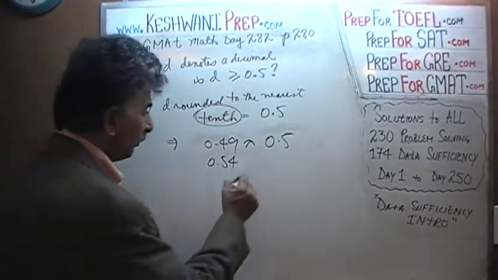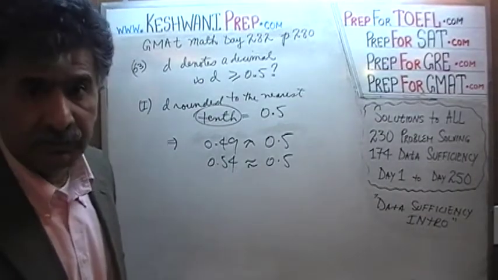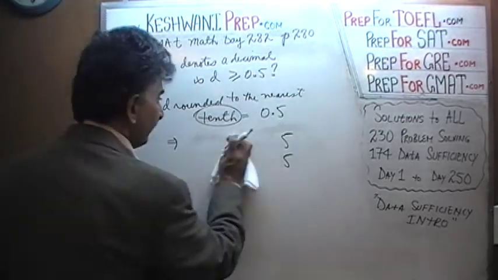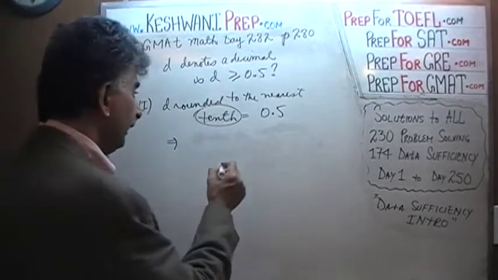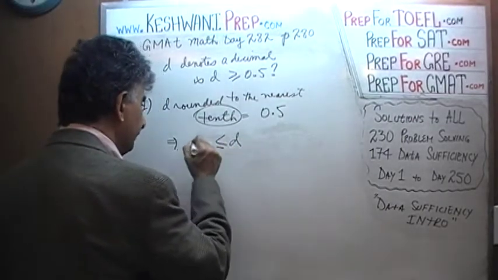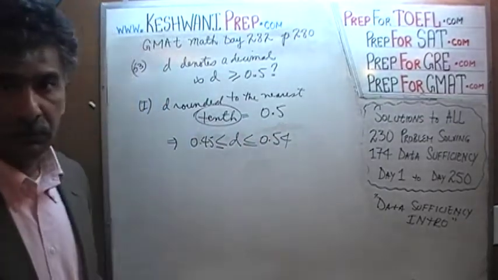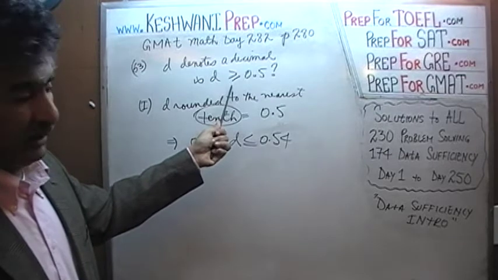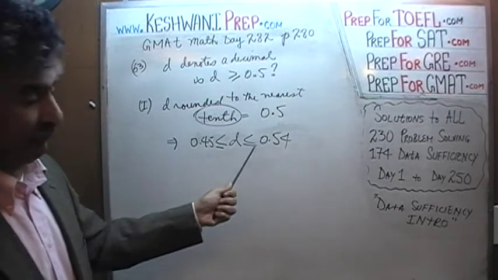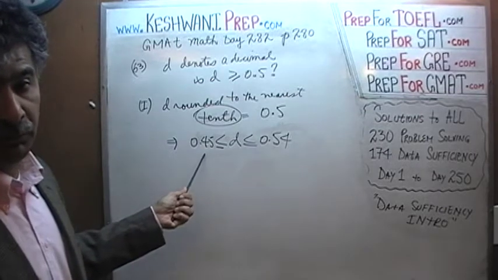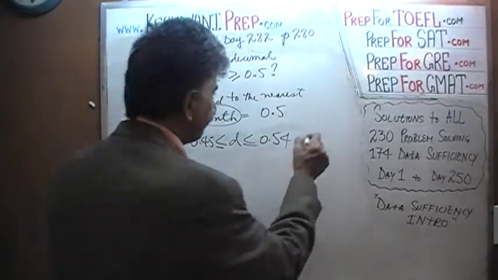0.54 rounded to the nearest tenth will also be 0.5. So all we know from here is that D must be something between 0.45 and 0.54. It does not answer the question, is D more than a half? We do not know. It could be more than half, it could be 0.53, 0.54, or 0.51. It could be 0.48. We do not know. The first statement by itself is not enough.